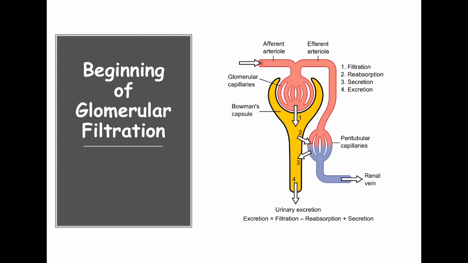If you look at the different stages, number one is filtration. So blood flow comes in, it's filtered, and then it travels down the different parts of the nephron to then create what's called tubular fluid. Tubular fluid eventually will become urine.